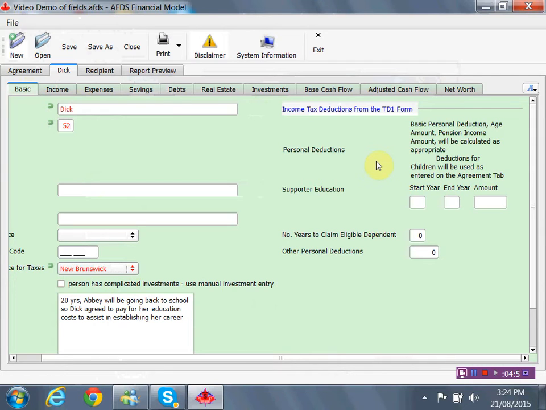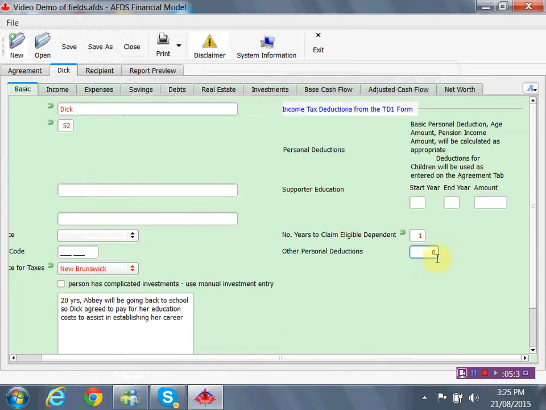Here, the personal deductions that are already calculated that you don't have to worry about are the basic personal deduction, the age amount, the pension income amount. That'll all happen behind the scenes. The deductions for children, most of that's going to be on the agreement tab. If the supporter, so if Dick were going back to school, you would put a start year for he's going to school year 1, year 3, an end year, and how much he's going to use for tuition. If he were claiming one of the children, you could put in one for eligible dependent.